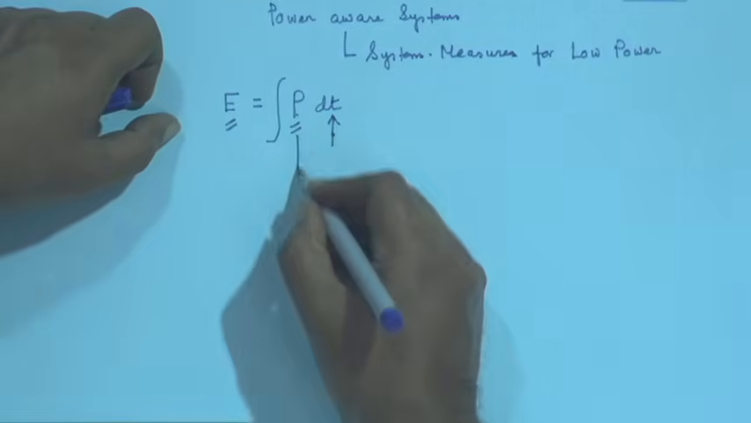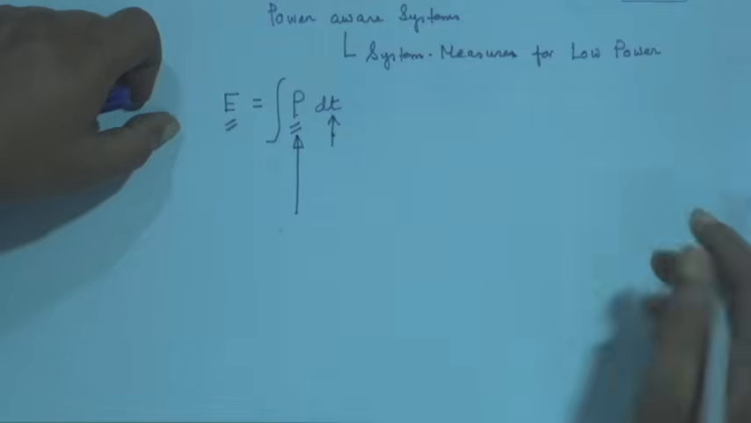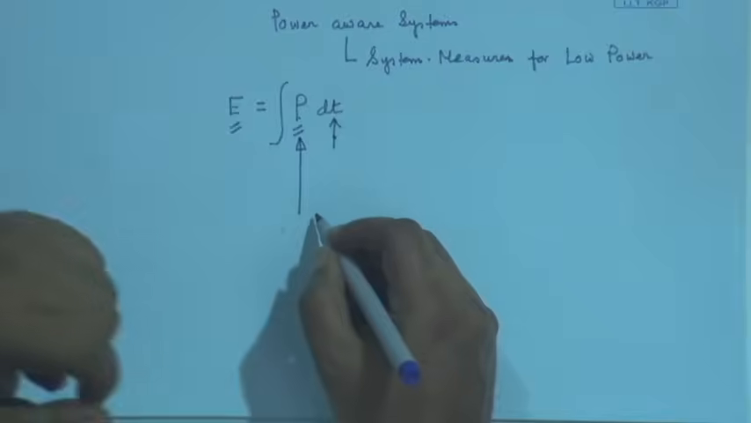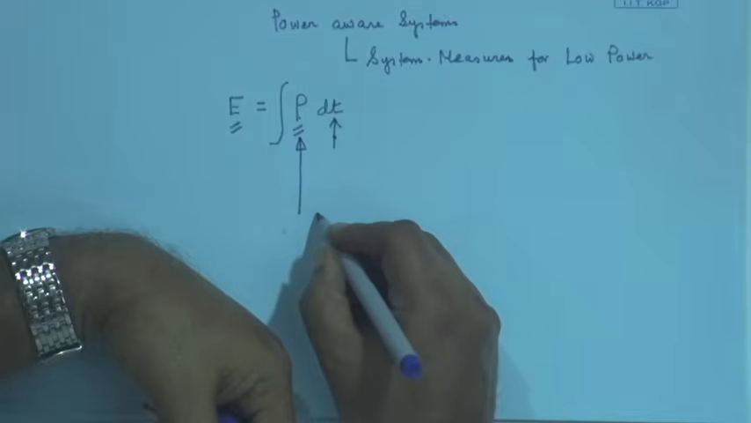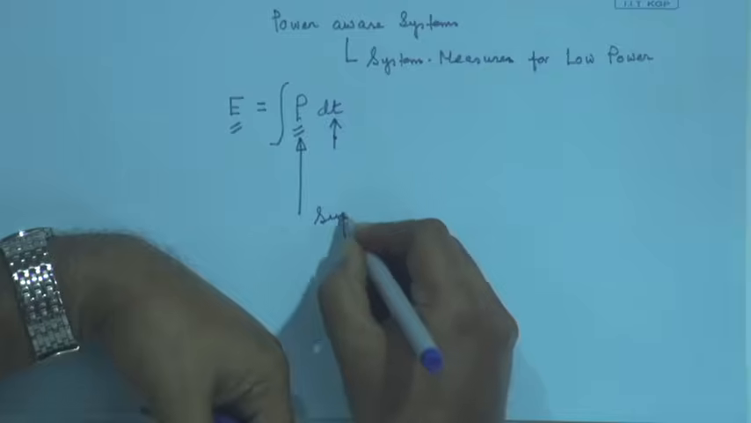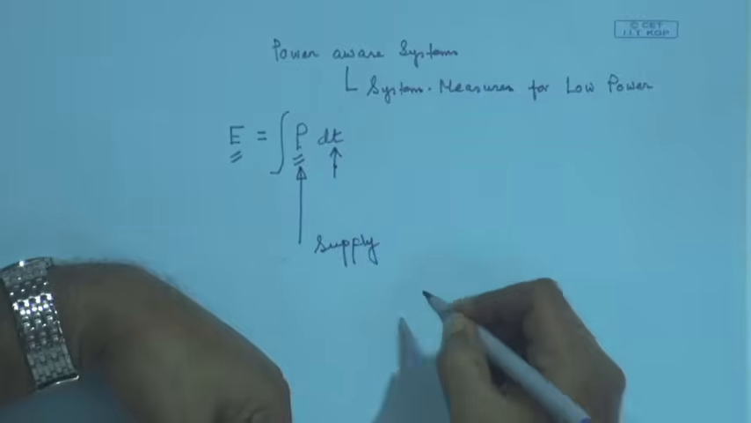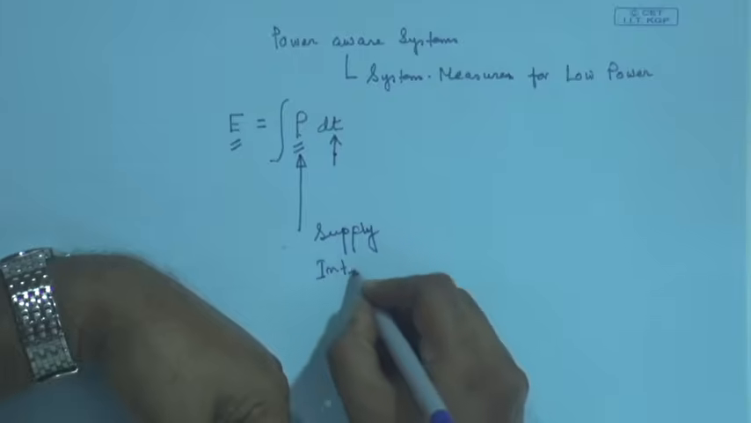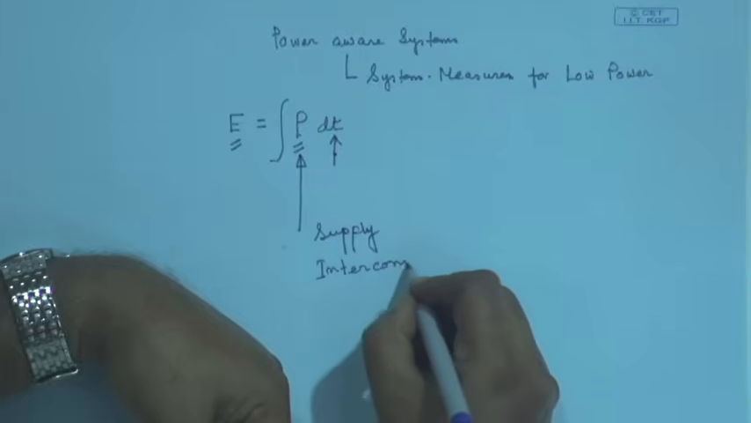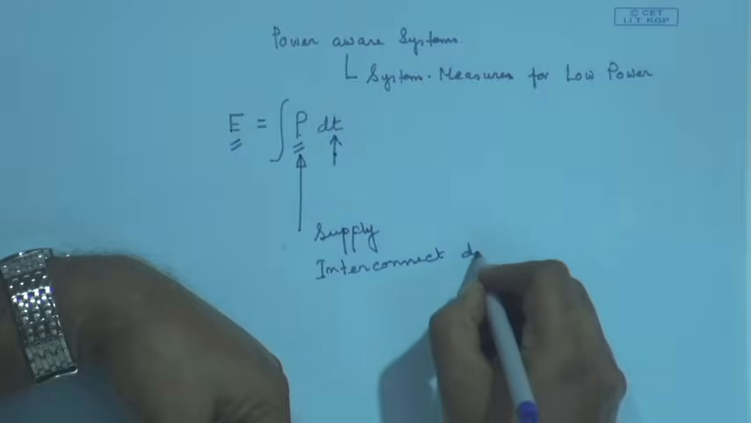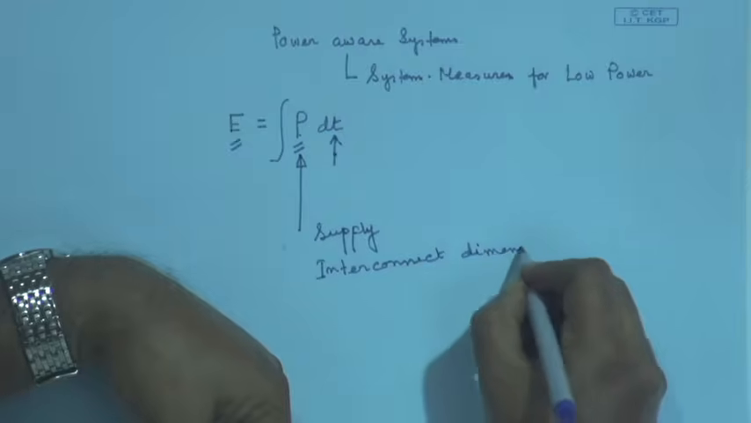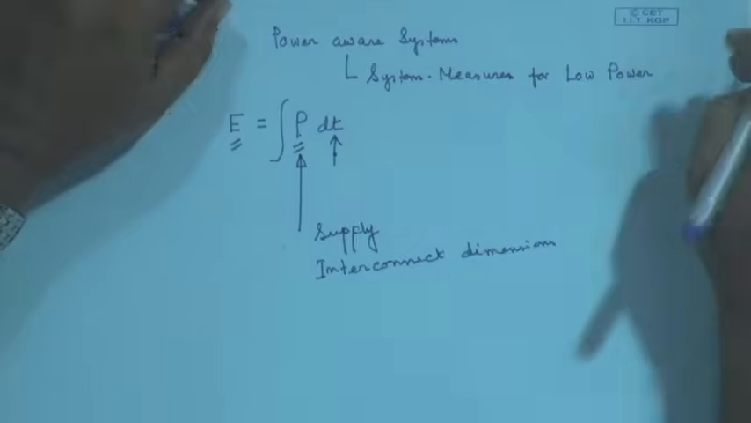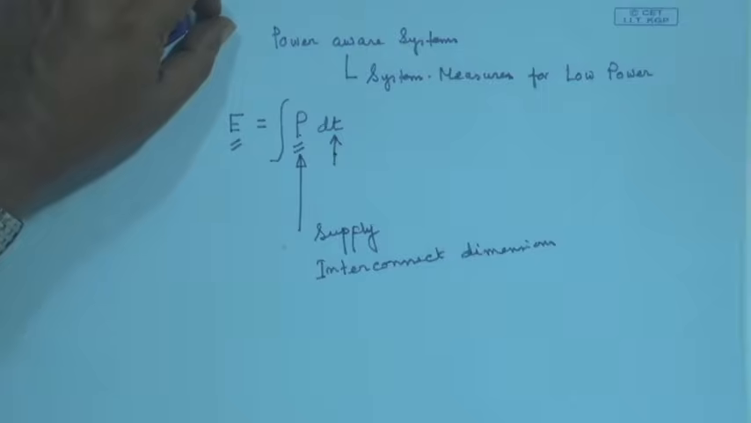So, why are we concerned about power? Power as such will affect the design of the power supply, right? How to design the power supply, all right. It will also be determined by the interconnects, their dimensions. Depending on the interconnect dimensions and the way they are drawn, more power may be consumed, all right.